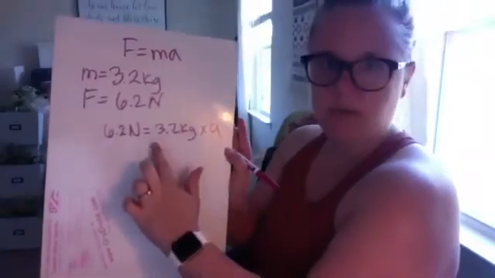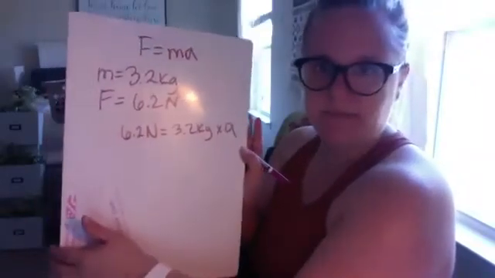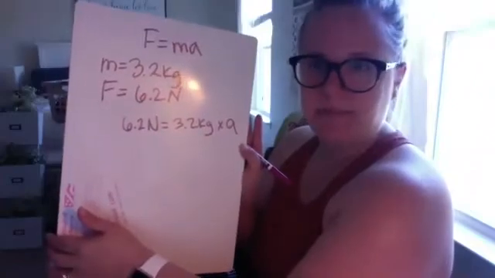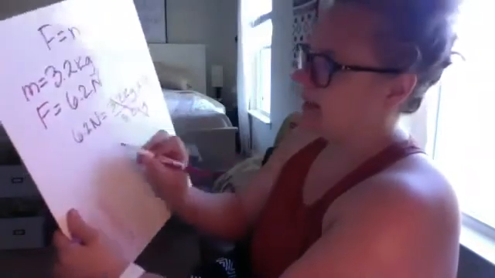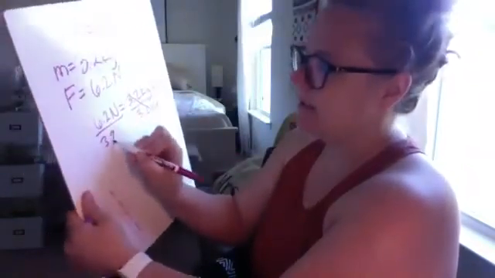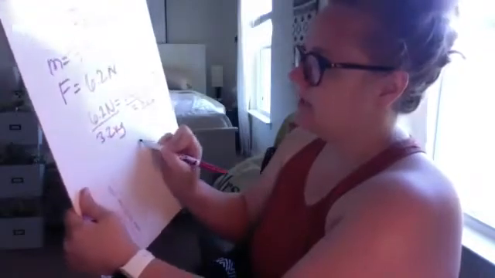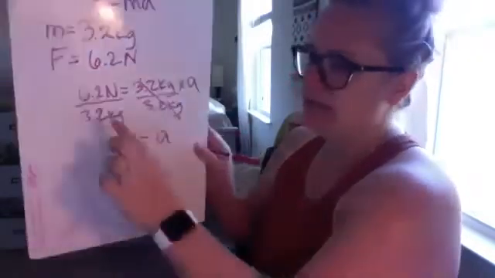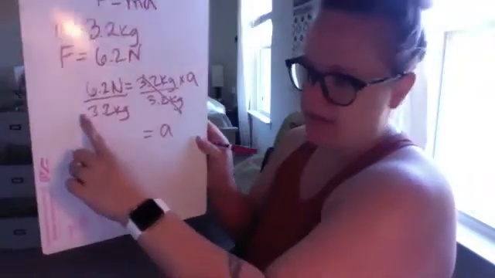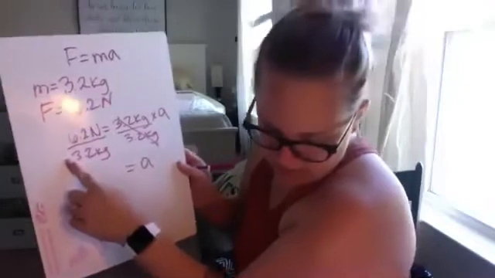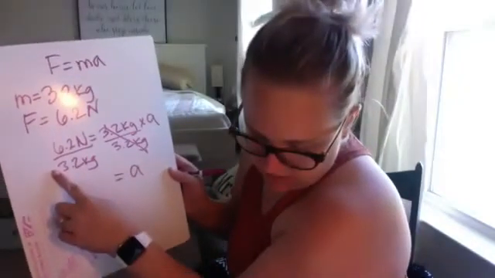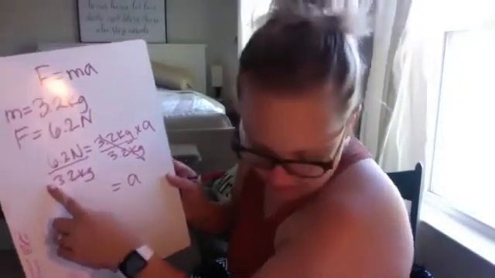So how do we get the 3.2 onto the other side? Good. So divide by 3.2 kilograms. That cancels out, 3.2 kilograms. And so our acceleration is this number divided by this number, which I put in the calculator already, so I was ready to help you.